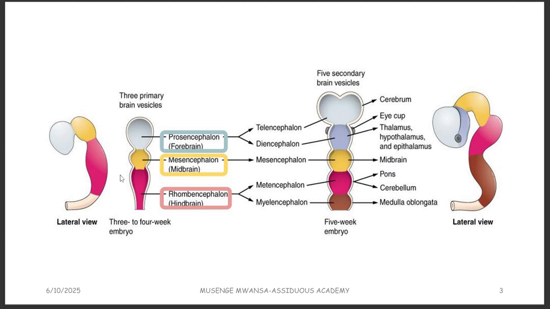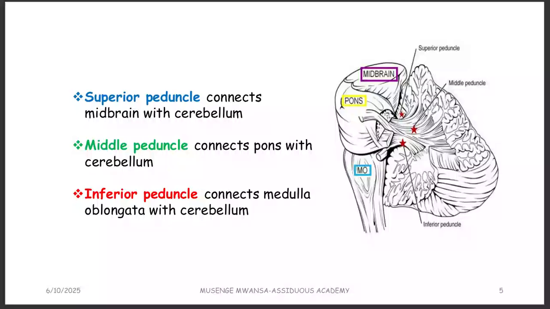So we call this the primary vesicles. The primary vesicles are the prosencephalon, mesencephalon, rhombencephalon. And then we have got the secondary vesicles. The prosencephalon, you can see there are two, telencephalon and thalamencephalon or diencephalon. And then for the mesencephalon, it still remains as the mesencephalon. The rhombencephalon will form the metencephalon and myelencephalon. The metencephalon gives you the pons and the cerebellum, and the myelencephalon will give you the medulla oblongata. So that is how this develops.